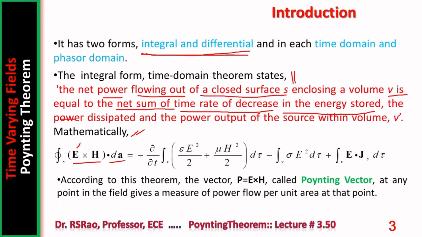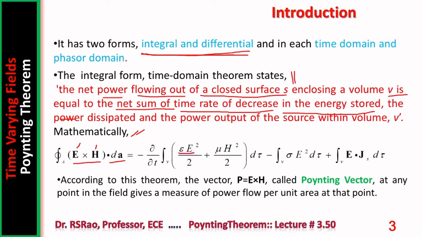Here, what is E? Electric field intensity. What is H? Magnetic field intensity. We are considering dynamic fields. In dynamic fields, electric field exists, magnetic field exists. E and H are vectors pertaining to electric field and magnetic field in the time varying fields. Dou by dou t, time variation. Epsilon E square by 2 plus mu H square by 2, where E is the amplitude.